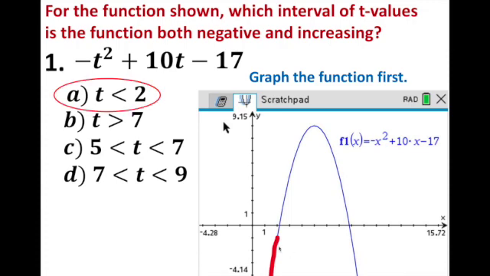So our answer on this one would have been anything less than 2, basically. When t is less than 2, that graph is both negative and increasing.